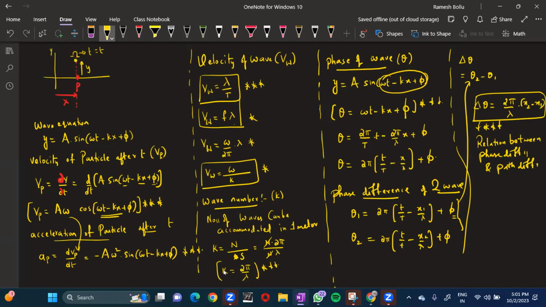I told you two waves: this is wave number one, this is wave number two. For example, you just copy first, copy quickly.